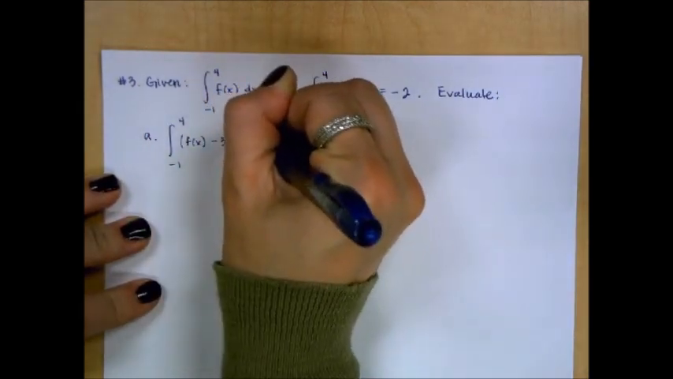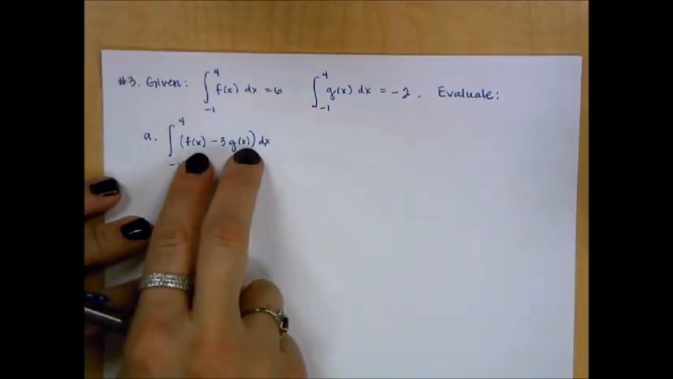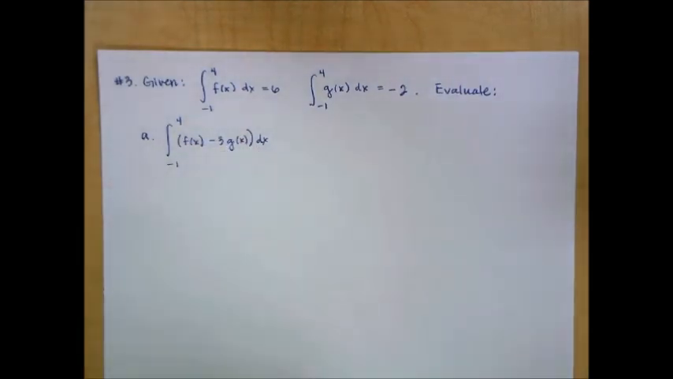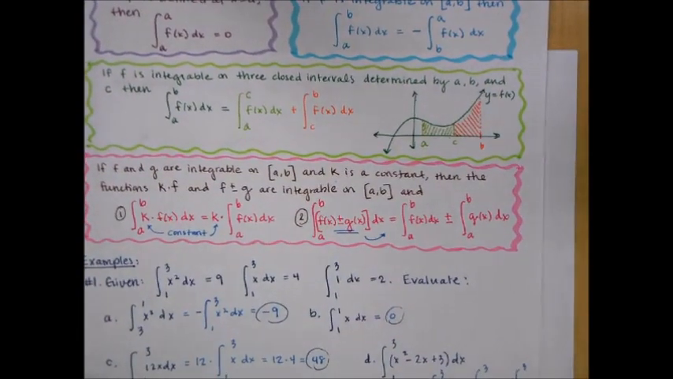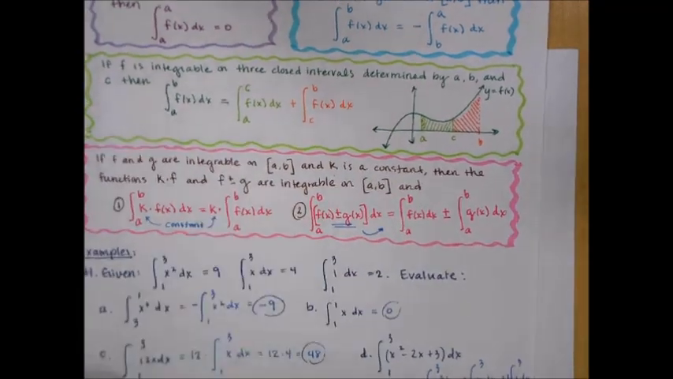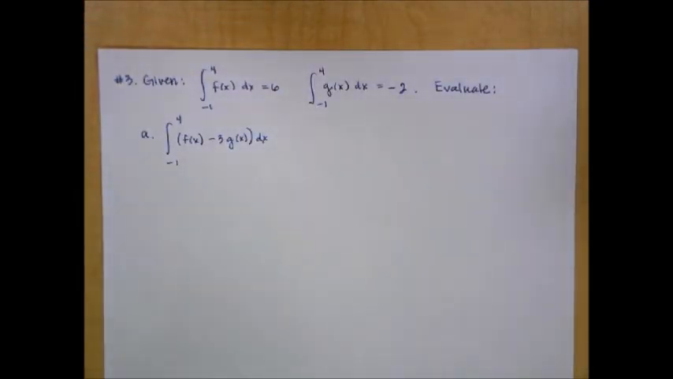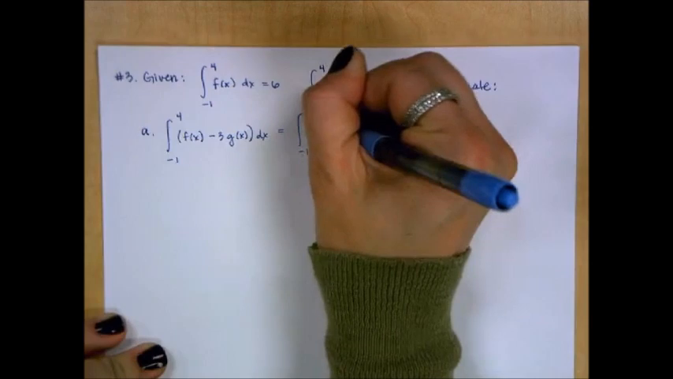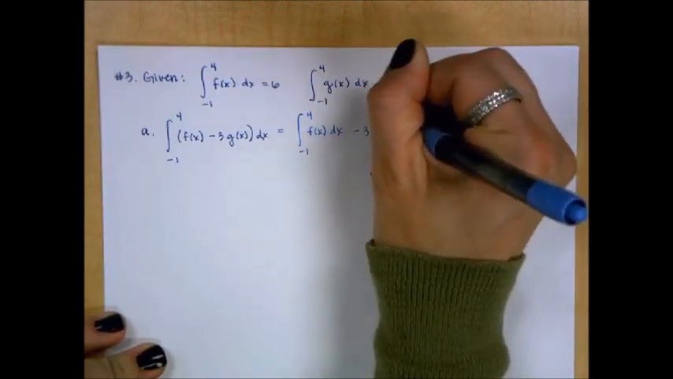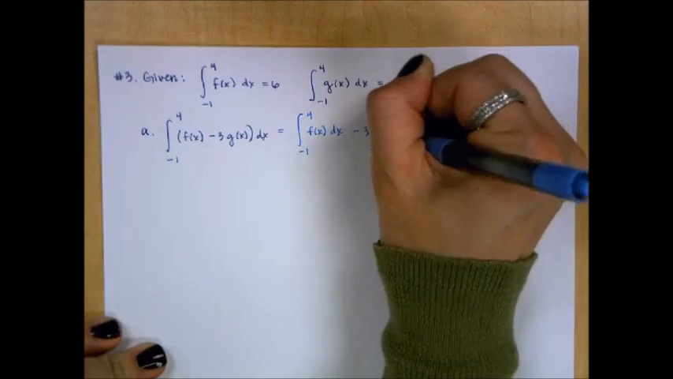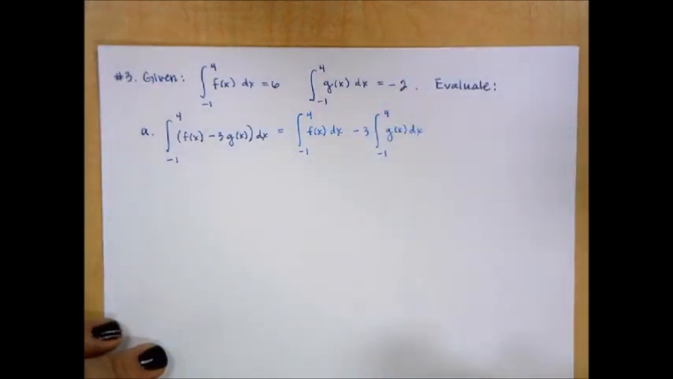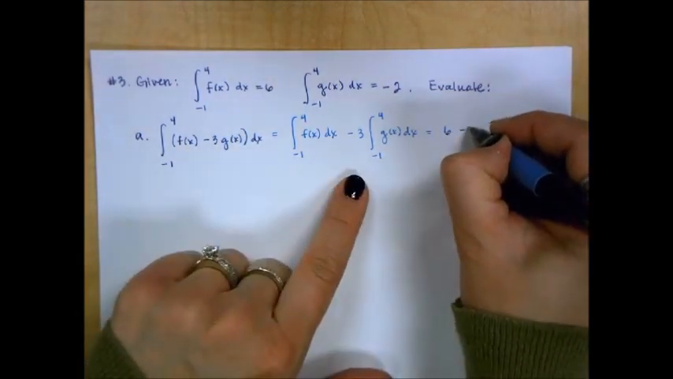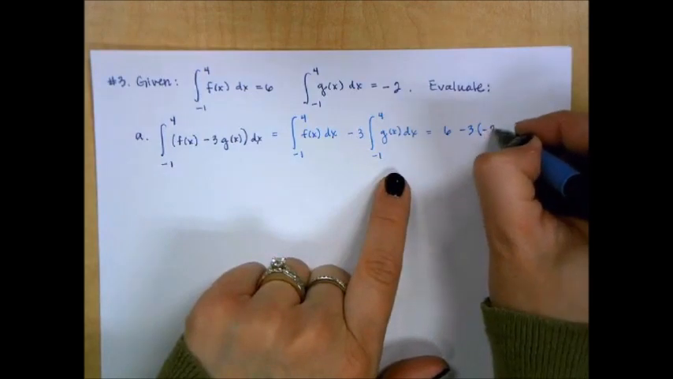So I want to separate my two functions, and to get g of x alone, I'll also factor out the -3. So I'm going to be using the last two properties at the same time to separate and take out any constants. So the integral from -1 to 4 of f of x dx minus 3 times the integral from -1 to 4 of g of x dx. I can then make my substitutions. The first has a value of 6 minus 3 times a value of -2. So we have 6 plus 6, which is 12.